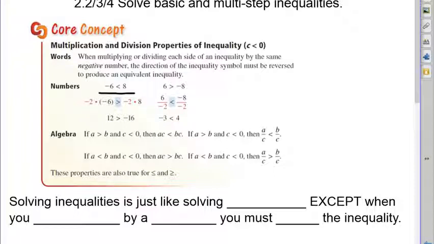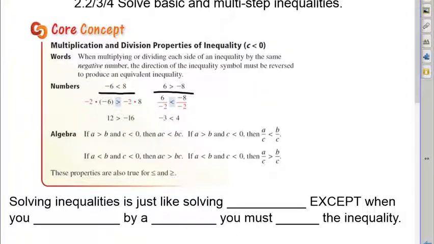Now the same thing happens with division by a negative. In our example this time, 6 is greater than negative 8. When we divide both sides by negative 2, 6 divided by negative 2 is negative 3, and negative 8 divided by negative 2 is positive 4. Negative 3 is less than 4, and that inequality went from greater than to being less than. If we can keep this straight in our heads, solving inequalities is going to be a breeze. It's just like solving equations.